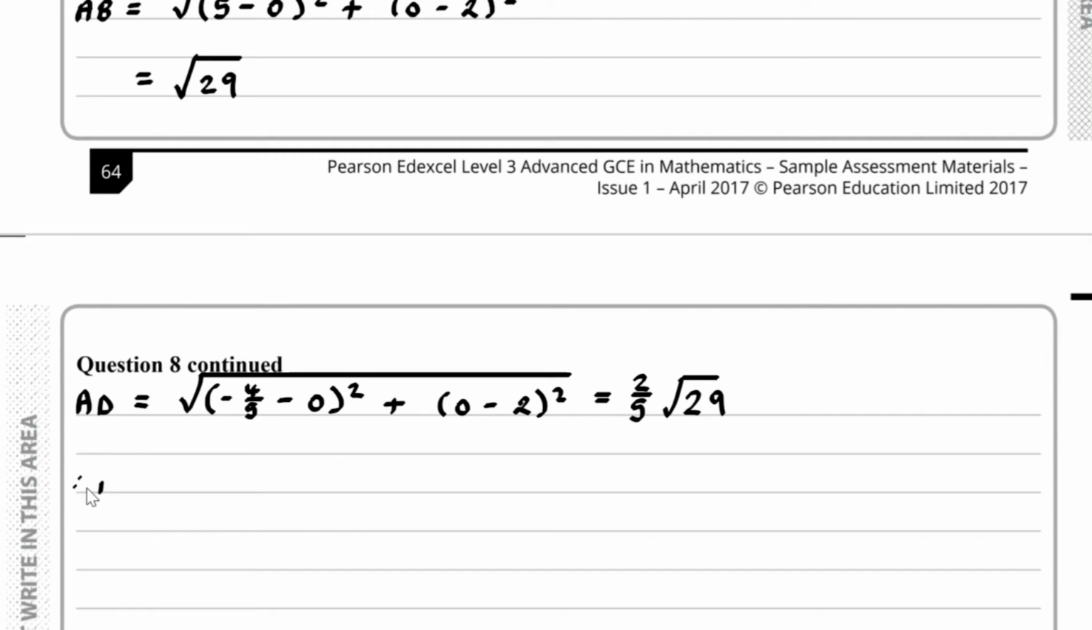And so therefore, when we come to find the area, that's quite simply the square root of 29 multiplied by 2/5 times the square root of 29. And it turns out we get 29 times 2/5, which is equal to 58 over 5 units squared.